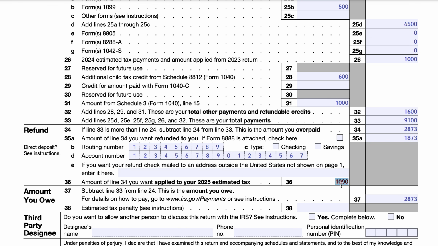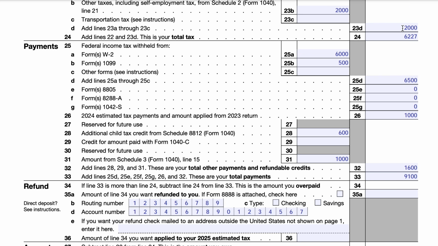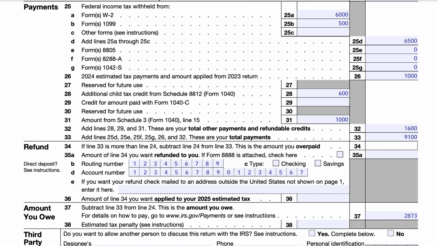Now, let's zero this out for a moment, and let's just assume that the opposite is true. The 9100 and the 6227 are actually inverse, and now we're taking the difference. It's 2873 that John Doe has to pay. So he may have to pay an estimated tax penalty based on whether or not he paid enough throughout the year as he earned his income to avoid an underpayment penalty.